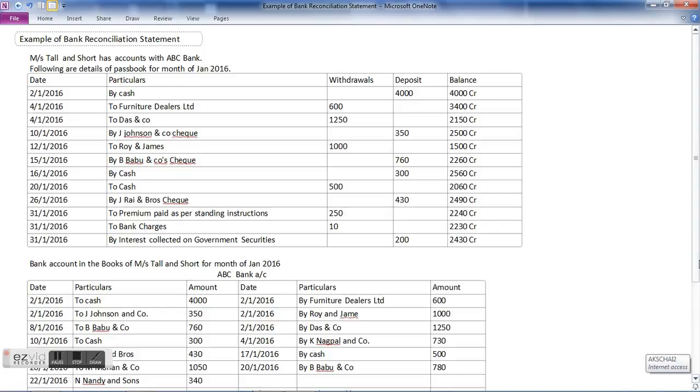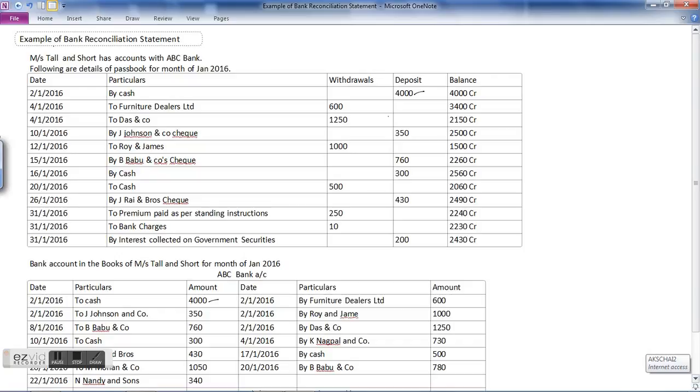So let's see. The first transaction is 2nd Jan 2016, and there is a cash deposit of 4,000. Now let's go to the bank account and see if we have that cash deposit. On the bank account it will be on the debit side. 2nd Jan 2016 to cash 4,000. So this is a common transaction, so I'll just put a tick mark.